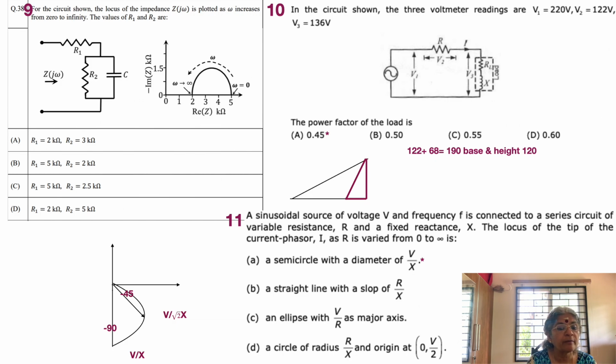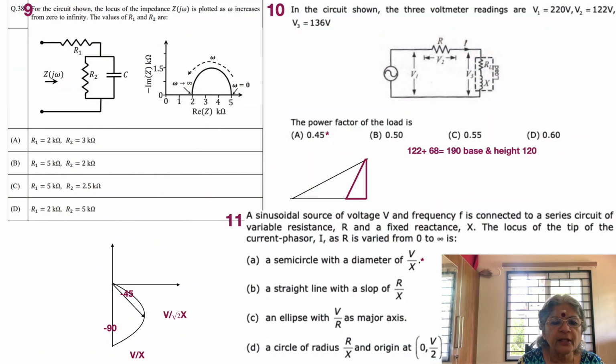The question is that for the circuit shown, the locus of impedance Z(jω) is plotted as omega increases from 0 to infinity, and we need the values of R1 and R2. R1 is equal to 2, and R1 plus R2 is equal to 5, which means R2 is equal to 3. Only one answer is correct, which is answer A. This can be solved simply, and there's no phasor aspect here, but the frequency aspect is here.